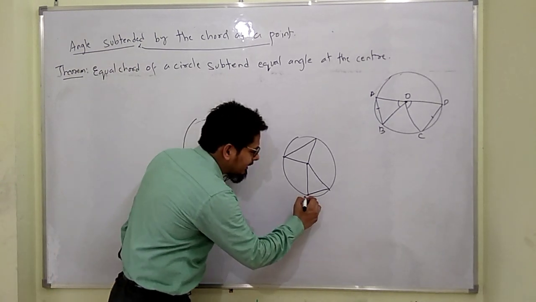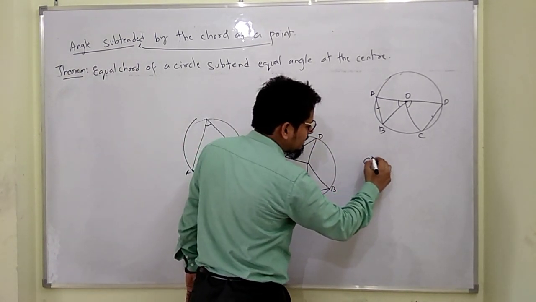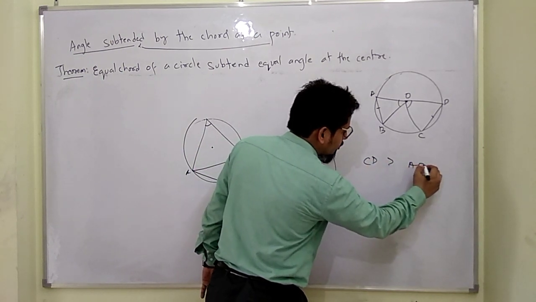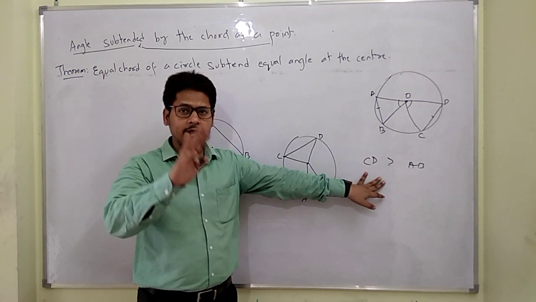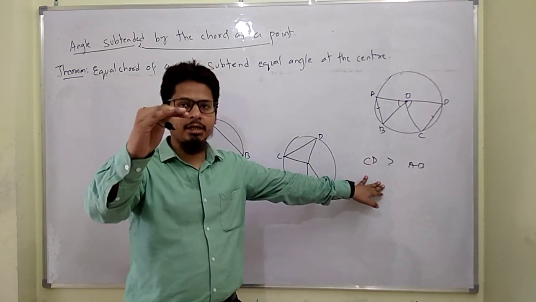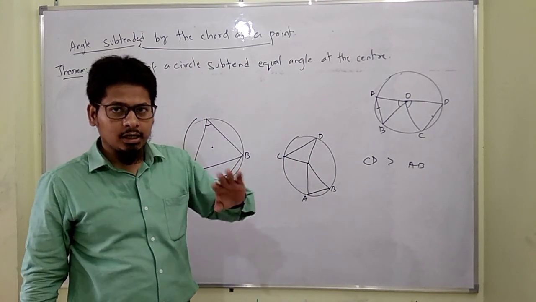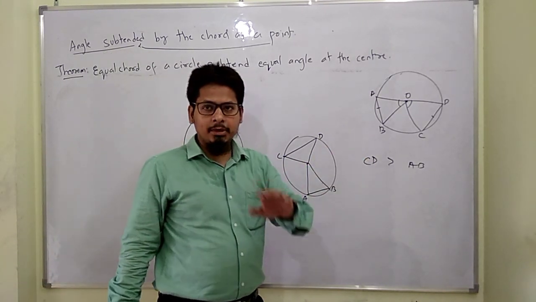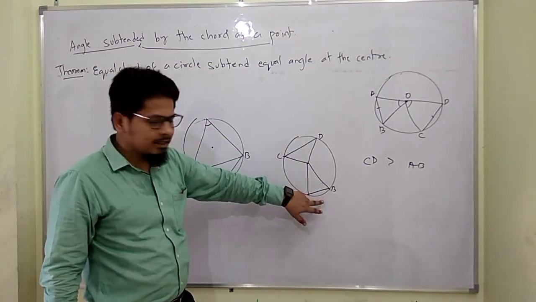It is chord AB and this is chord CD. You see, chord CD is more than chord AB, right? It is not any theorem. It's just an explanation, one observation which is coming from this fact, right? You don't think it is a theorem or an axiom. No. So this is CD and this is AB.